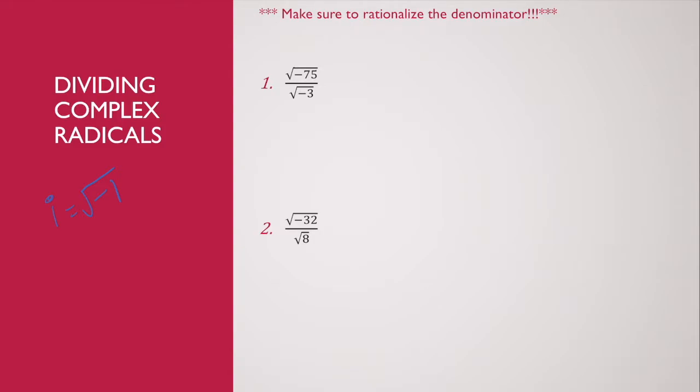So to simplify this numerator, I've got i square root of 75, which is 3 times 25, so I have 5i square root of 3 over i square root of 3. So I need to multiply the numerator and the denominator not just by the square root of 3, but i square root of 3, because i is still a radical.